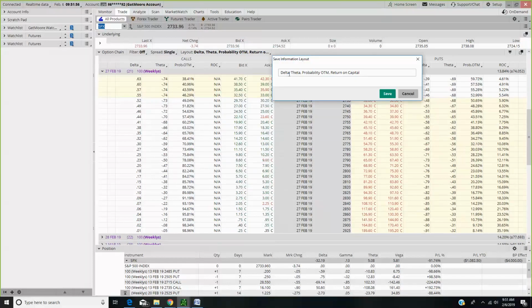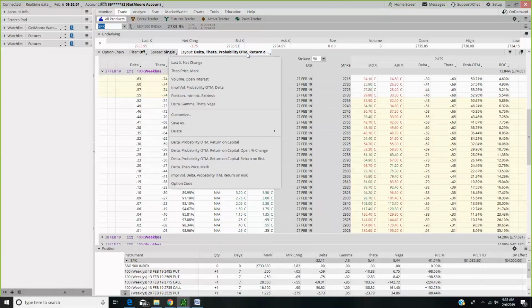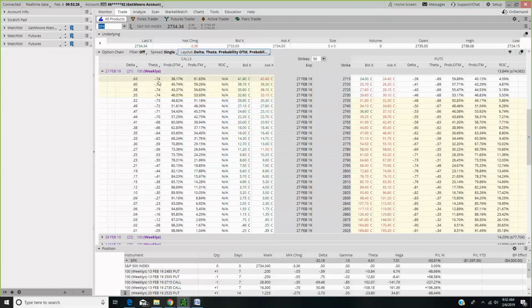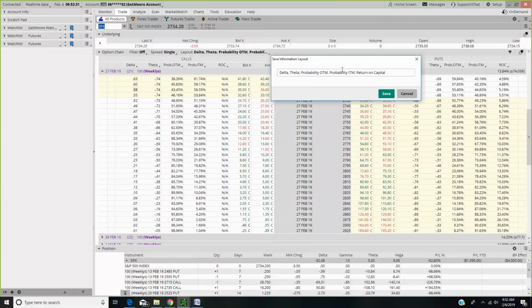So I've got delta, theta, probability out of the money. Look at this. I'm going to add one more. Let's go to customize. This says probability out of the money. What we're going to look for is probability in the money, okay? So what we have, guys, is delta, theta, probability out of the money, probability in the money, return on capital. Hit OK, and then you're going to go here. See, this added this. This is how much money we're making on theta because this is a selling strategy. You go to save, and then it shows you delta, theta, probability out of the money. I'm going to save that.